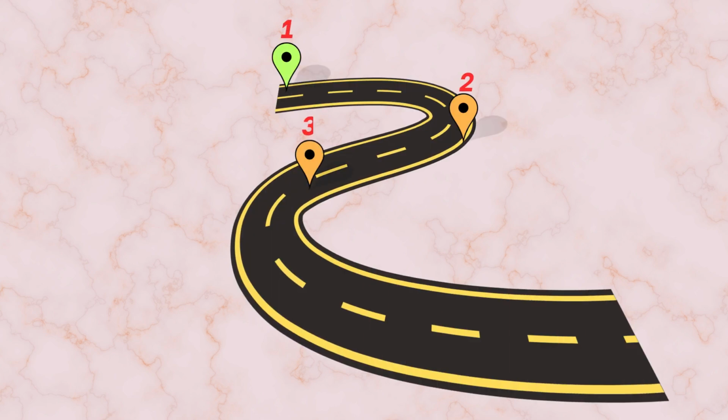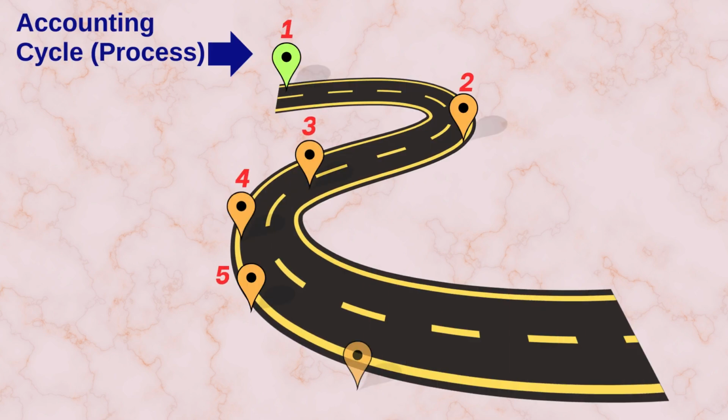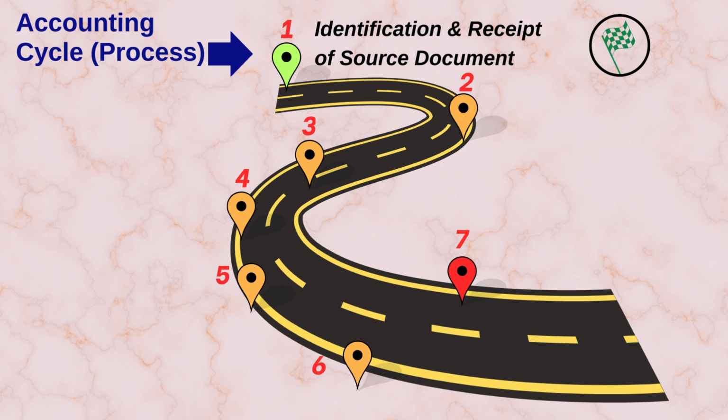Typically, there are 7 broad steps in the accounting cycle. The accounting process begins with the identification of source documents, which are the original records of financial transactions. These documents provide evidence of business activities and include invoices, receipts, purchase orders, sales orders, bank statements, payroll records, etc.